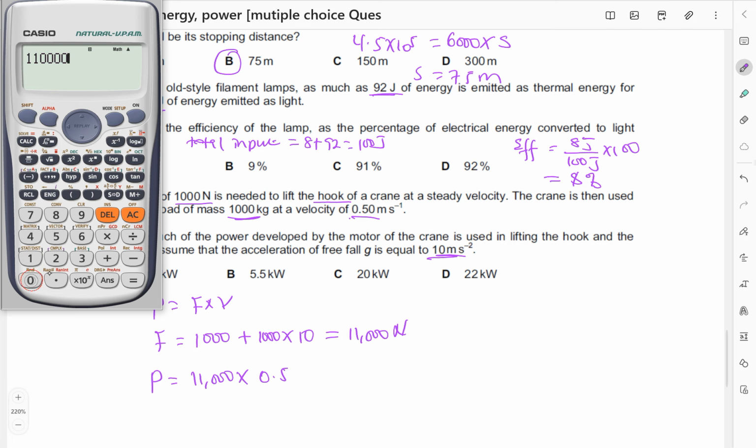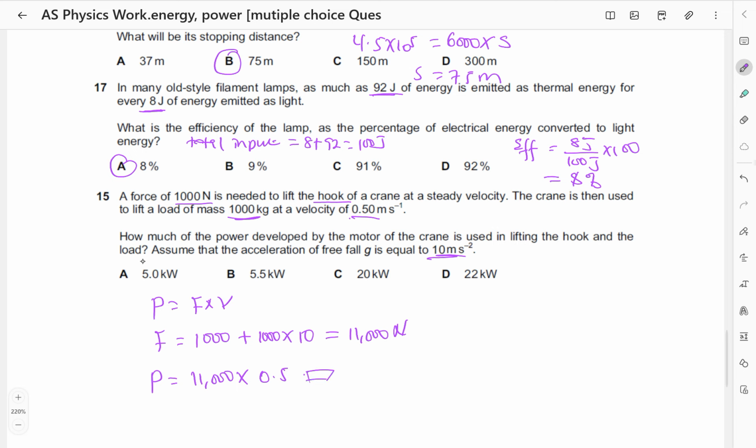11,000 times 0.5, which is 5,500 watts, which I think is 5.5 kilowatts. So our answer is going to be B.